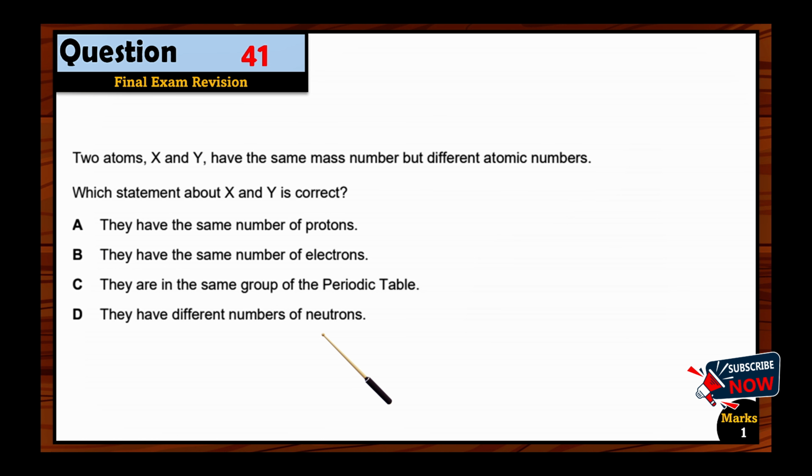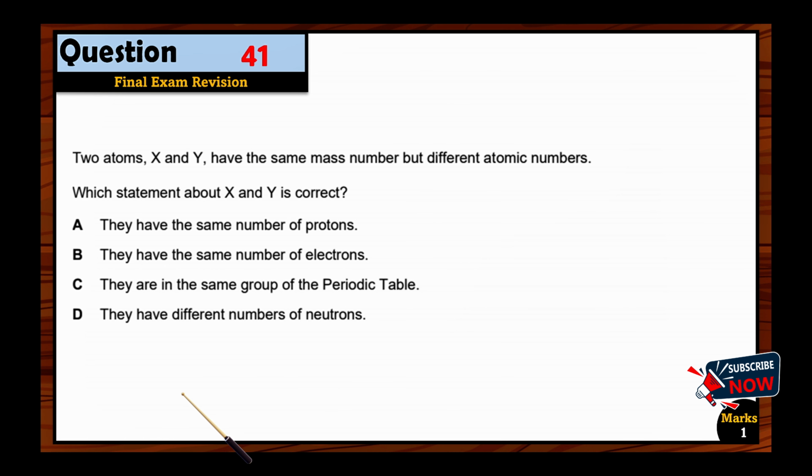If you see, the example is already given in your periodic table. Argon and calcium, they both have the same mass number, but their atomic number is different. So if you see, they are not in the same group of the periodic table, but they have different numbers of neutrons. Why are the numbers of neutrons different? Because the proton numbers are different, right? So when the proton numbers are different, of course, the neutron number will also be different. That's why you are getting the same mass number. Okay, so option D is right.